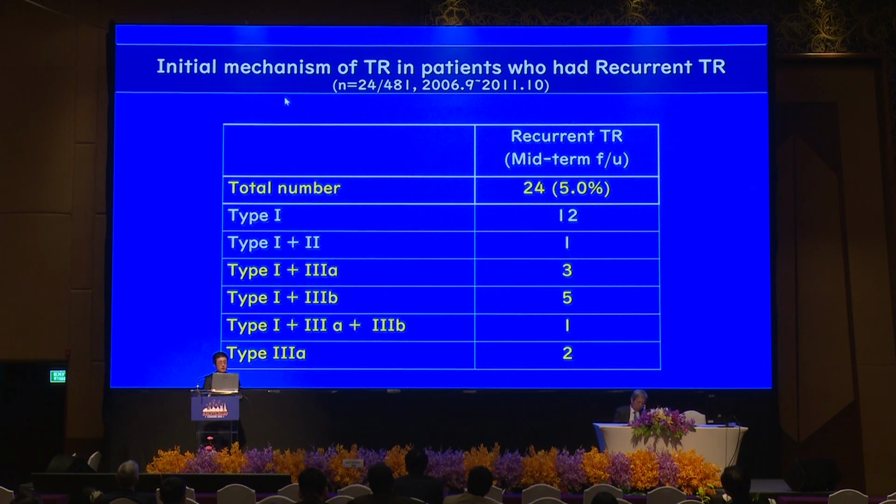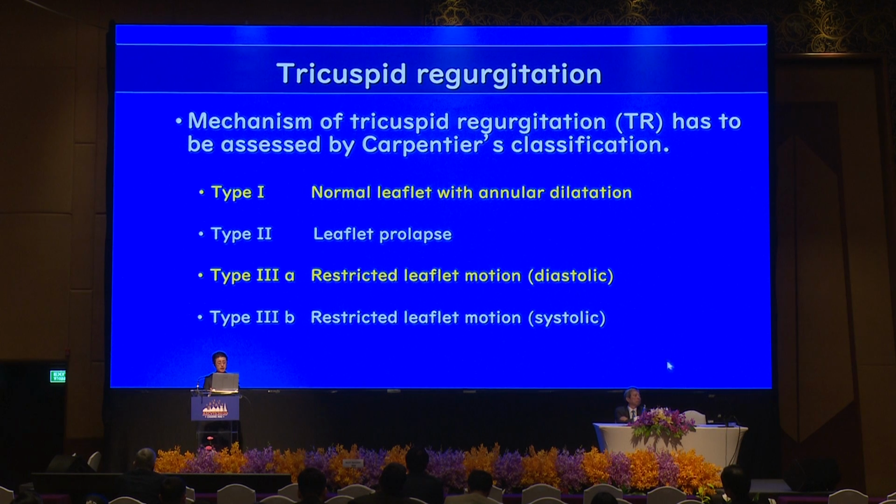And further, we looked at the initial mechanism of TR in patients who had recurrent TR. As you can see, patients who had the type 3A or type 3B mechanism in addition to type 1 are the high-risk patients for recurrent TR. Let's look at the patient who had the type 3A mechanism.